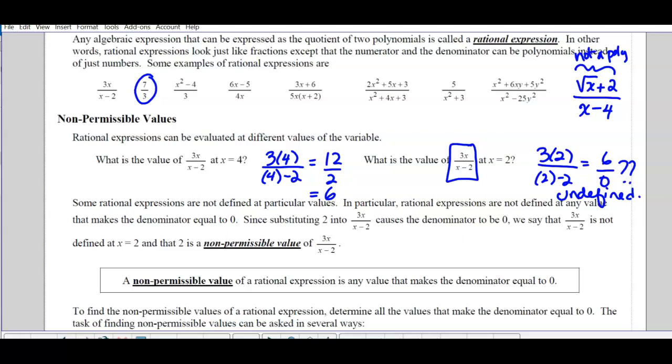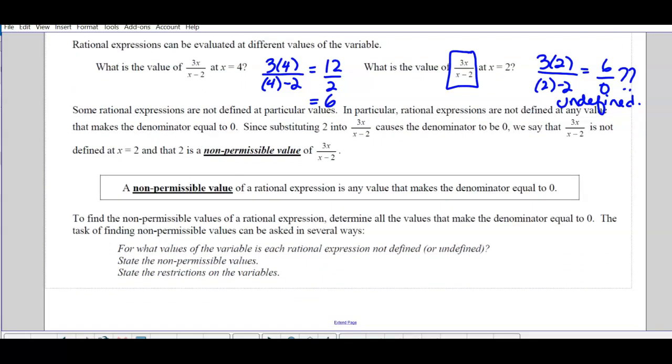In particular, rational expressions are not defined at any value that makes the denominator equal to 0. Since substituting 2 into that expression causes the denominator to be 0, we say it's not defined at x equals 2, and 2 is a non-permissible value. A non-permissible value is any value that makes the denominator equal 0. To find non-permissible values, determine all the values that make the denominator 0. To do that, you're probably going to need to factor. And we're going to be doing a lot of factoring, but it makes it a whole lot easier.